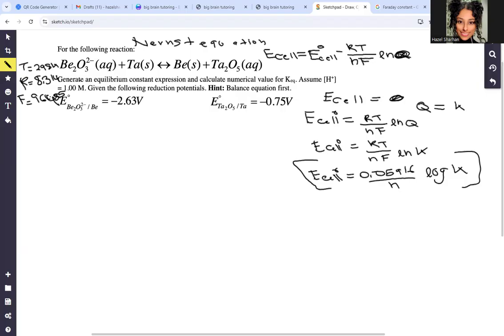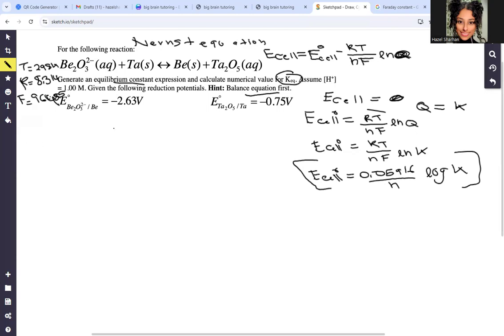For the following reaction, generate an equilibrium constant. So I assumed we've already read that, right? Since we're assuming equilibrium here. And calculate the numerical value for K, which is this thing we're going to find. Assume H plus, the proton, is equal to 1 molar, given the following reduction potentials. Hint, balance this equation first. So what does this mean? We have this equation here. We're going to go through all of the steps to balance a redox equation.